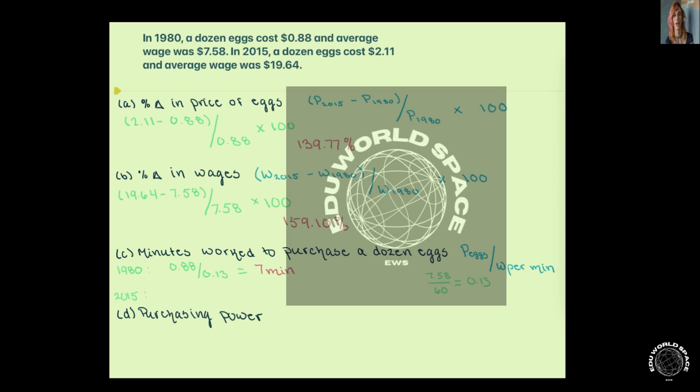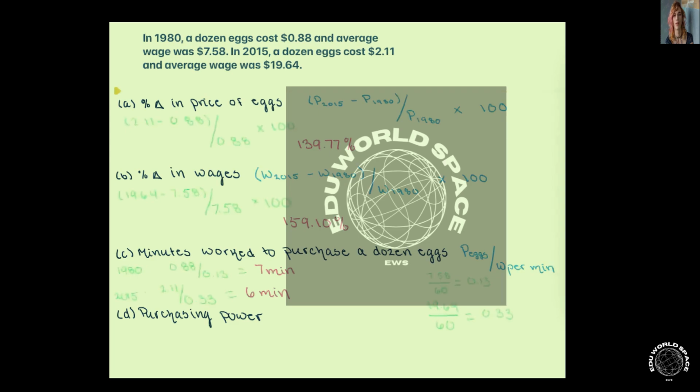Let's go ahead and calculate right away their wage per minute. We see that they earned an average of $19.64 per hour. Dividing that by 60, we see we have a wage per minute of 33 cents. So let's take the price of a dozen eggs in 2015, which was $2.11, divide that by the wage per minute, 33 cents, and we get that in 2015, the worker had to work an average of 6 minutes to purchase a dozen eggs.